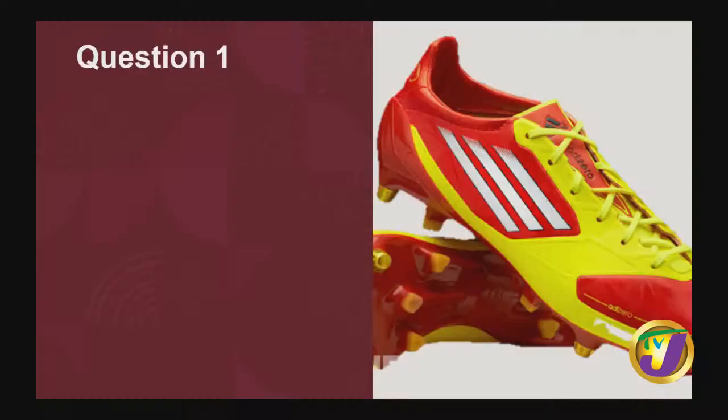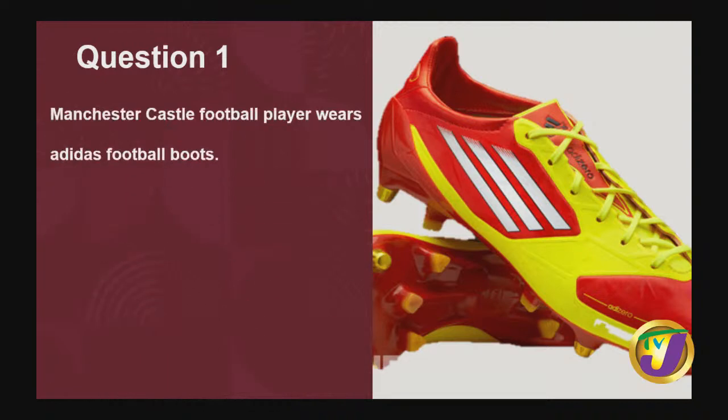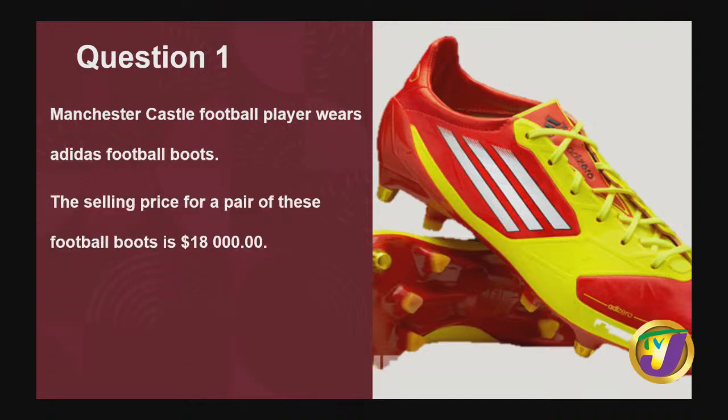All right, so question 1. Ooh, football shoes. Seems as if you're a football fan. Yeah, man, I'm excited. So let's see what's happening here. So Manchester Castle football players wear Adidas football boots. The selling price for a pair of these boots is $18,000. Wow. This selling price includes a profit of 20%. This is interesting now. So you're saying that I have a pair of boots, $18,000, and this also includes 20% profit, okay?